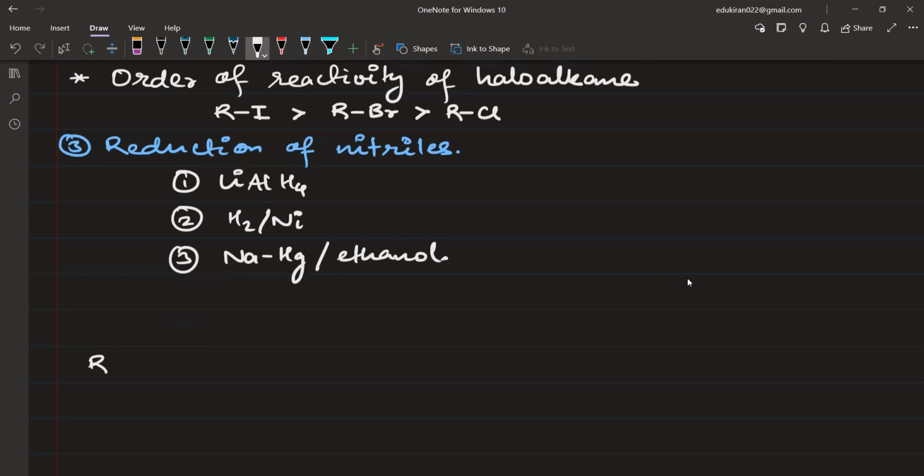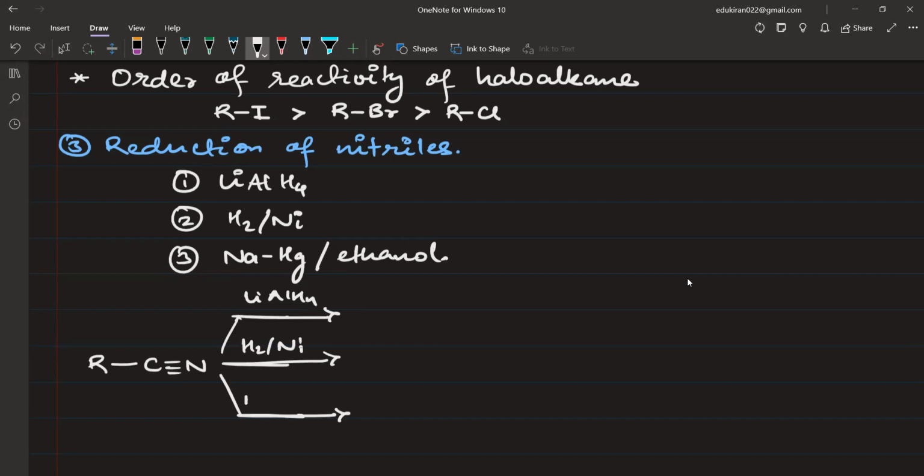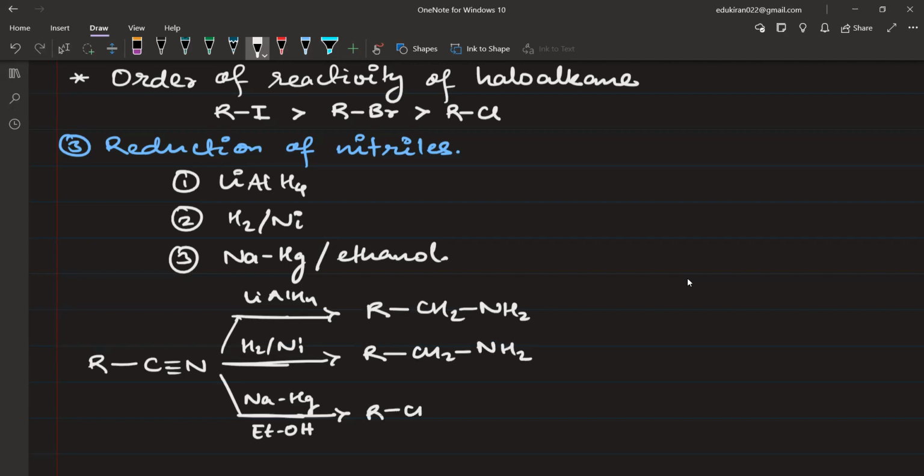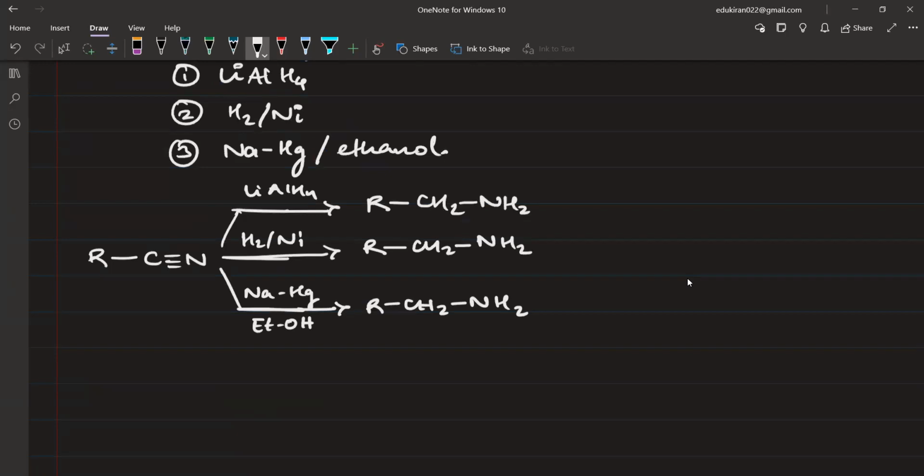So please see, R C triple bond N, ETOH. Carbon will get 2 hydrogens, nitrogen will get 2 hydrogens. Okay, this can also be used to convert benzene nitrile.